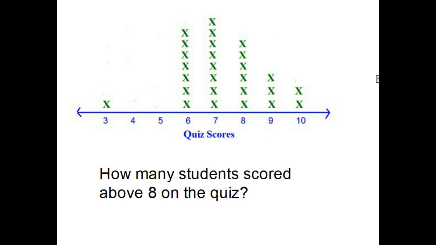Same graph, same line plot, I mean. How many students scored above 8 on the quiz? There's my key, above 8. So if you scored an 8, that's not really above 8. So I want to go right here. The only way I could score above 8 is if I have a 9 or a 10. So I have 1, 2, 3, 4, 5. 5 students who scored above an 8.